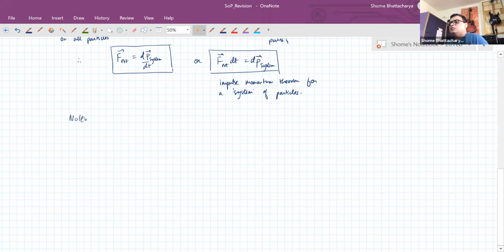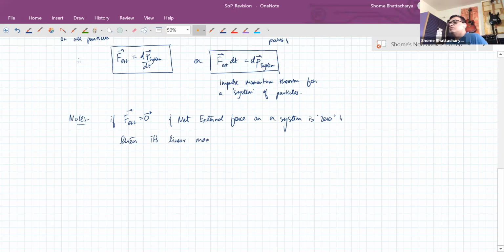So if F external is equal to zero, that is, the net external force on a system is zero, then its linear momentum, which is the total mass into velocity of center of mass, is conserved. So this process is called linear momentum conservation.